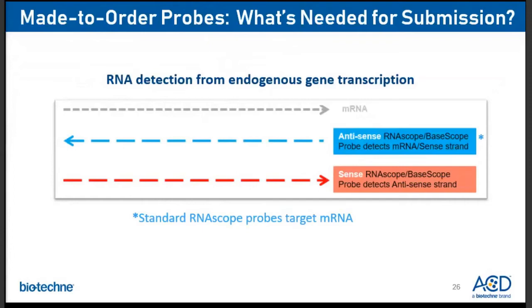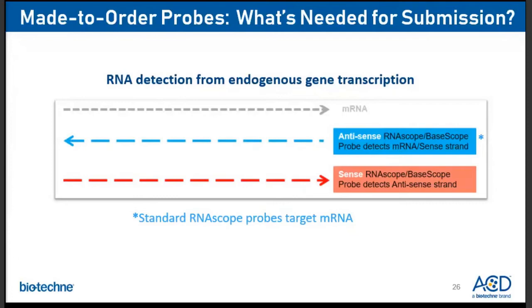So more about what's needed for submission, and I also mentioned that we want to make sure it's understood what we're targeting when we design your target probes. So what we're targeting is RNA detection from the endogenous gene transcription. So in gray here, we have mRNA in the gray dotted line. And what we target as a standard antisense probe for RNAscope and BaseScope, we detect the mRNA strand here, which is also akin to the sense strand. So the mRNA and sense strand are similar strands. So we target the mRNA here with the antisense probes.